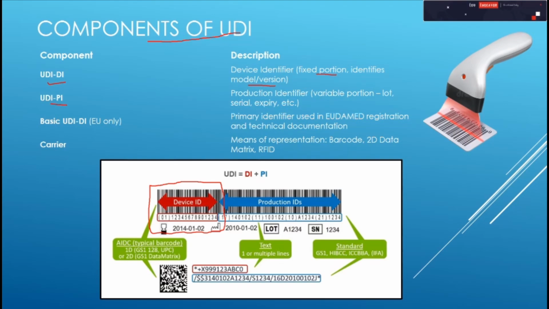Then product identifier UDI-PI. This is the variable part of the UDI. It includes the batch number, lot number, manufacturing date, expiry and serial number for some devices. Together these two parts ensure the unique identification down to a single unit. The distinction between the DI and PI is crucial for correct data entry and the label design, as you can see in the image.